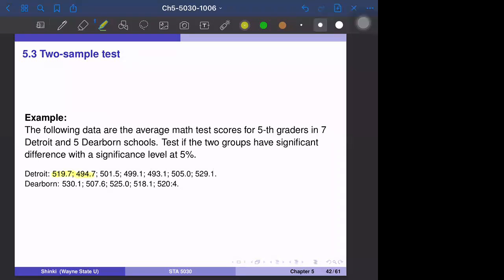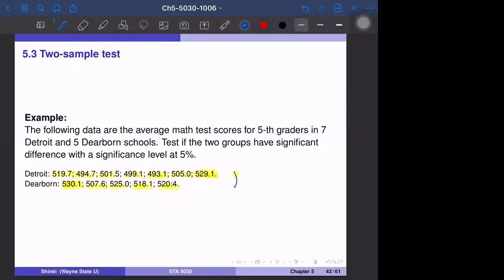For Detroit, we have 7 observations. The minimum is 493 and the maximum is 529. For Dearborn, we have 5 observations. Actually, all observations are larger than or equal to 507.6, and the largest is 530, which is close to the largest one in Detroit. We want to see whether or not this difference is significant.